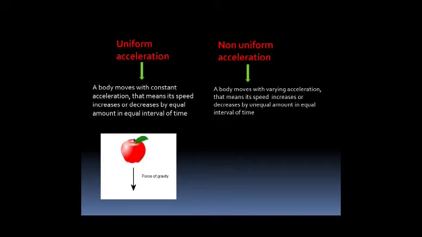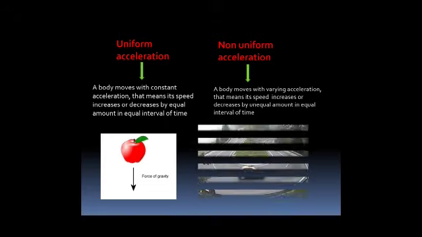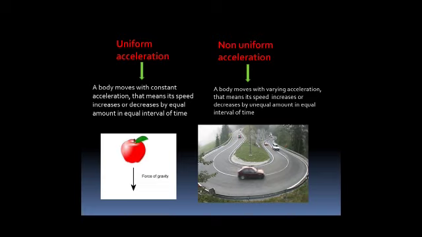Non-uniform acceleration is when a body moves with varying acceleration. That means its speed increases or decreases by unequal amount in equal interval of time. Like the car in the picture, which runs through a difficult road. It has to continuously change its speed to pass the road. So this is an example of non-uniform acceleration.